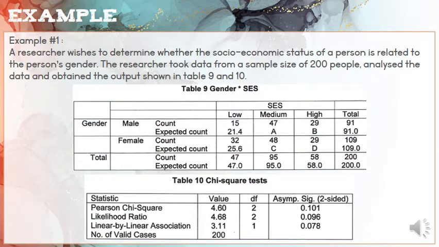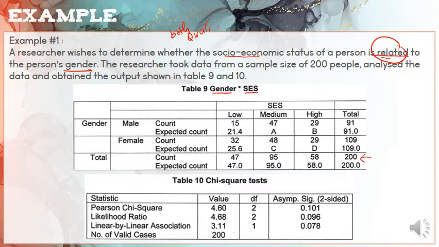So let's straight away look at an example. In this example, a researcher wishes to determine whether socioeconomic status of a person is related to the person's gender. So we have two variables and both are qualitative variables. And the word used in the question is related. So it uses the word related. Okay. So from the output we can also see it tells us the two variables are gender and socioeconomic status. We have a total of 200 respondents.